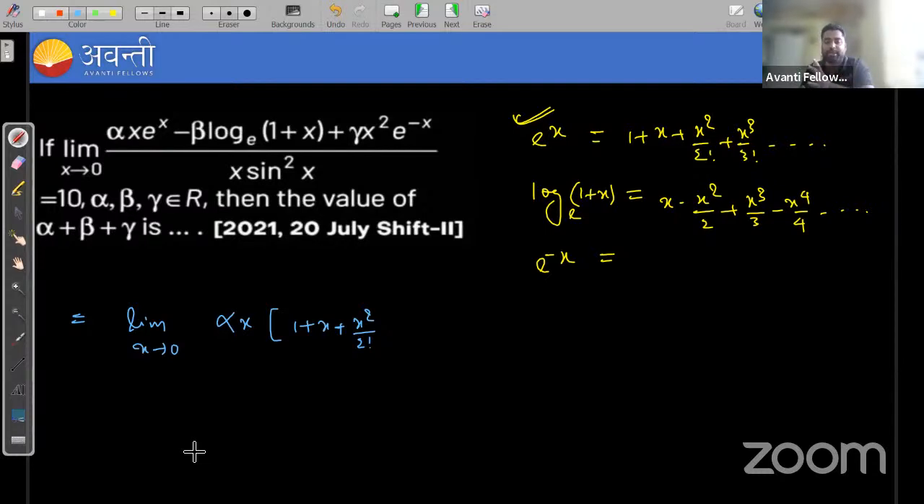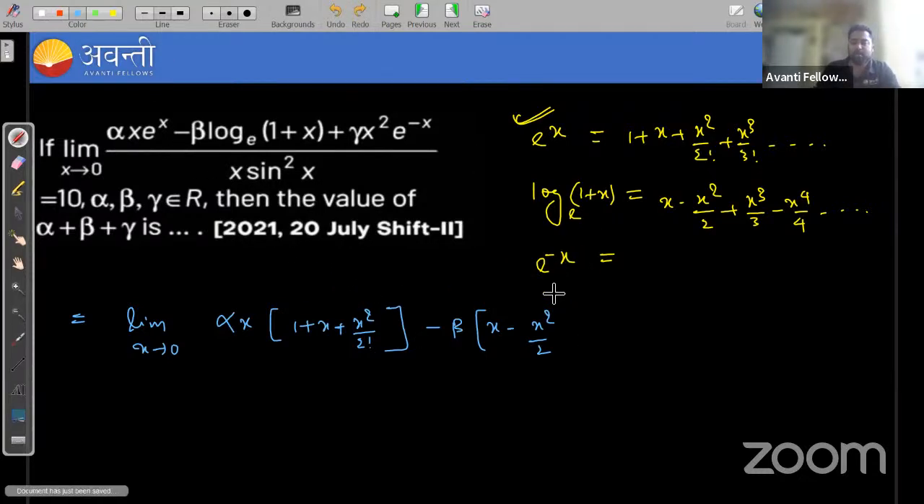I'm just taking up to 3 terms: alpha x into 1 plus x square by 2 factorial, minus beta into log of 1 plus x square, that is x minus x square by 2. I'm taking 2 terms because I'm not taking x cube. X cube can be used here because we have gamma also, that is plus x cube by 3 factorial, plus gamma into x square into e raised to minus x.